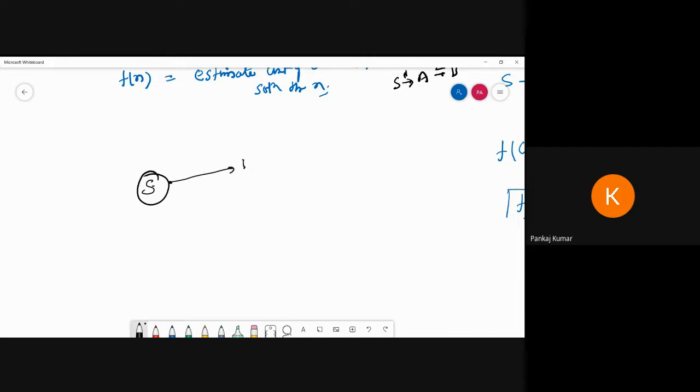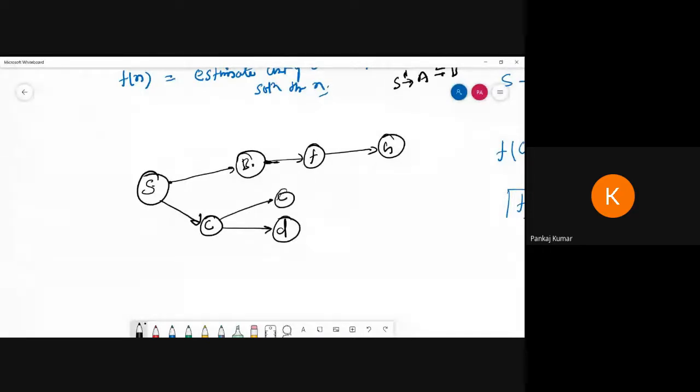S to B, then this one F, sorry, this one F, then this one is the goal state. Suppose my goal state is G, then this one is C, and this one is D, and suppose C to E. I'm going to make C to E, and this one is mapped with this one, and this one is mapped with this one, this one is mapped with this one.